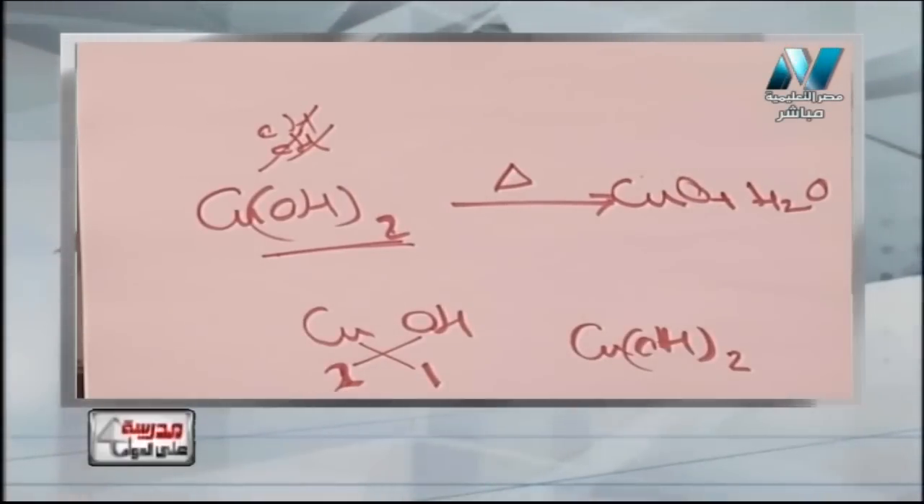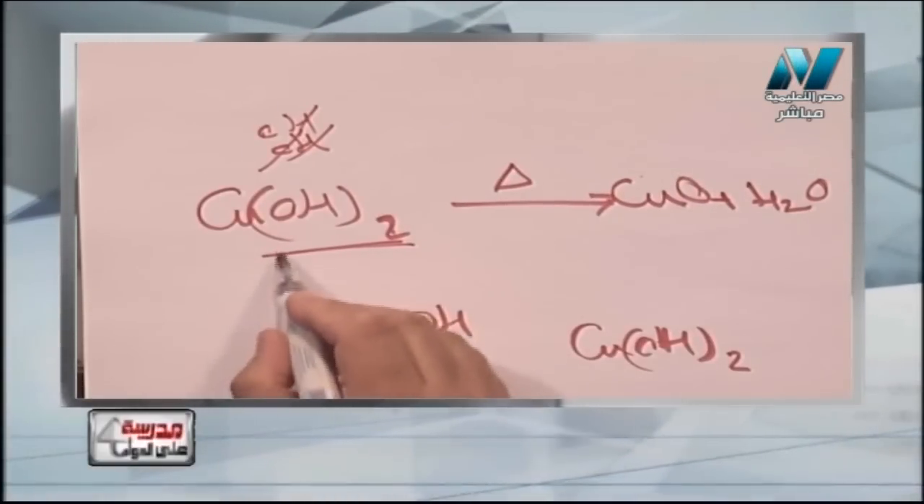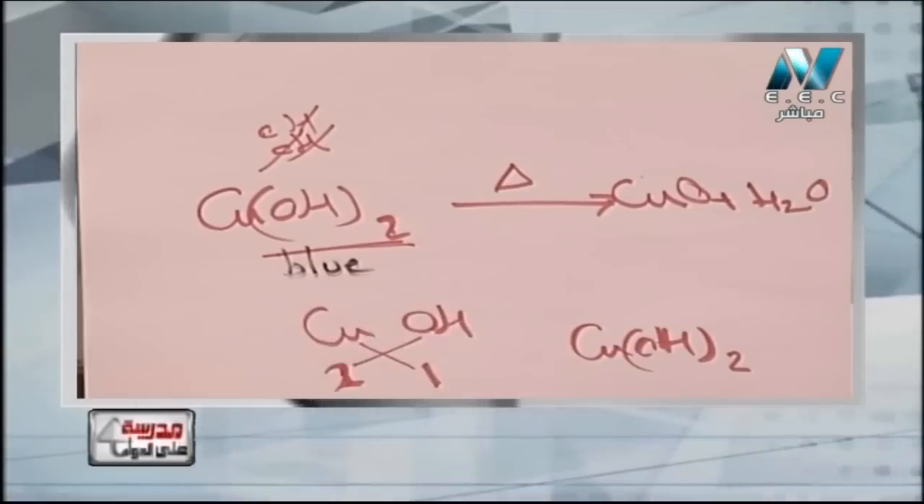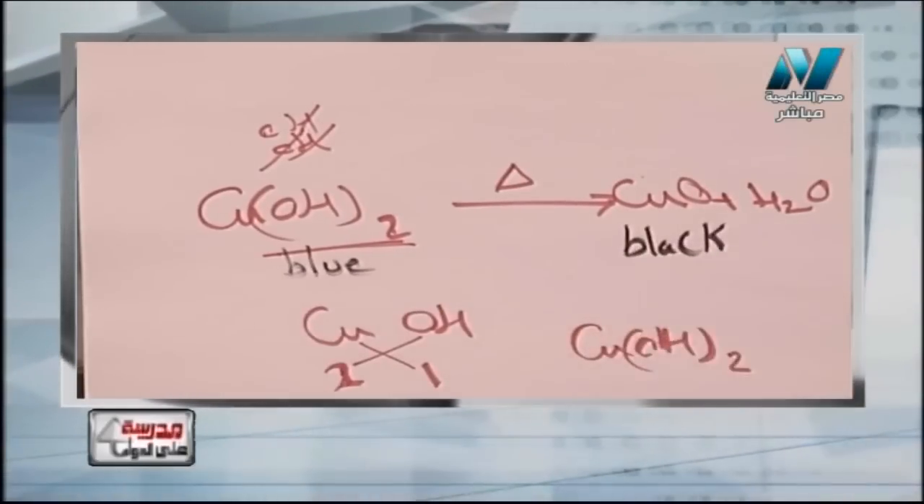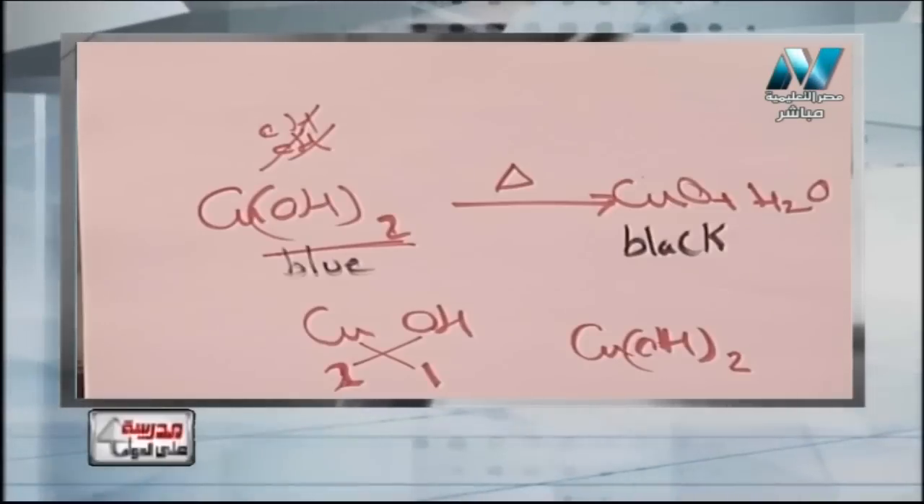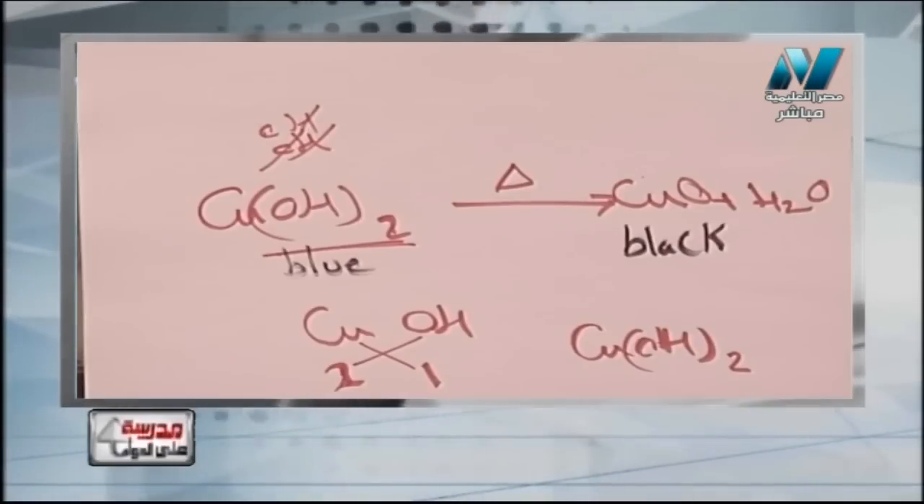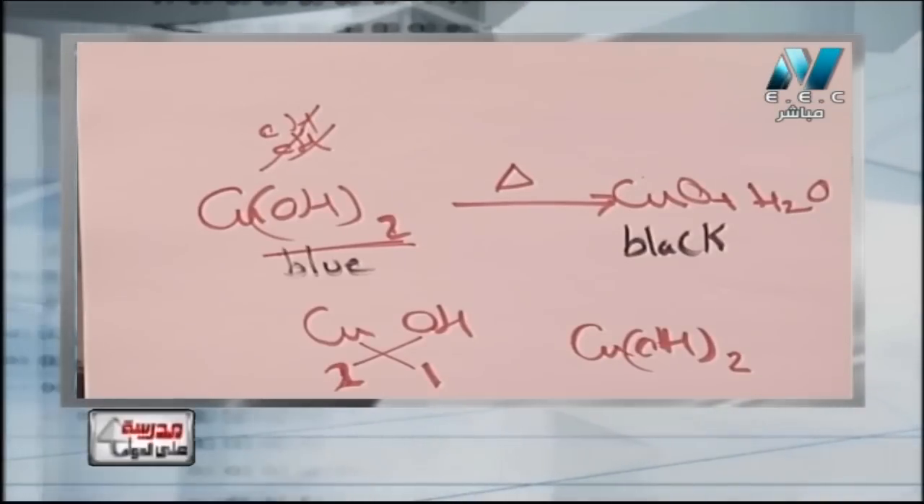What about the colors? The color is that copper hydroxide was blue, but copper oxide will be black. Why black? Because copper oxide is the result of heating copper hydroxide, that will give copper oxide and water.